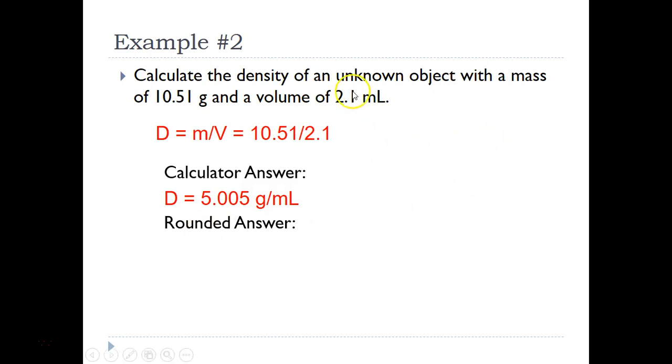Since I divided, I have to count the total number of significant figures in each number. In 10.51 there's 4, and in 2.1 there's 2. That means I have to round my number to 2 significant figures, so 5.005 will round to 5.0 grams per milliliter.